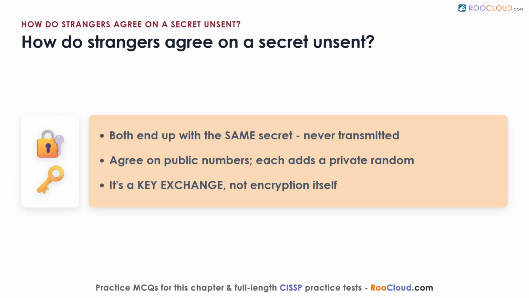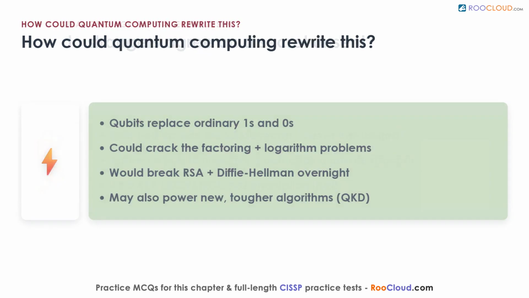One caution for the exam. Diffie-Hellman is a key exchange method, not an encryption algorithm on its own. It is the classic way to establish a shared symmetric key, and it appears throughout modern transport security in its ephemeral forms.